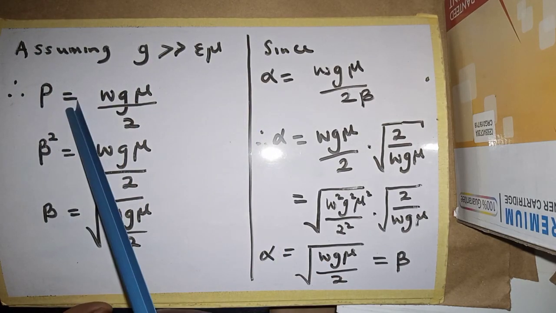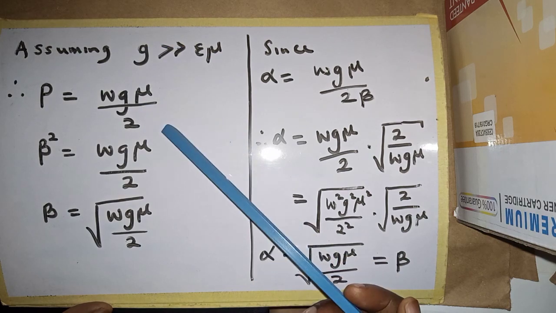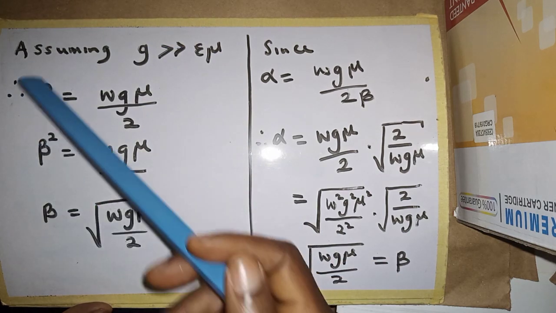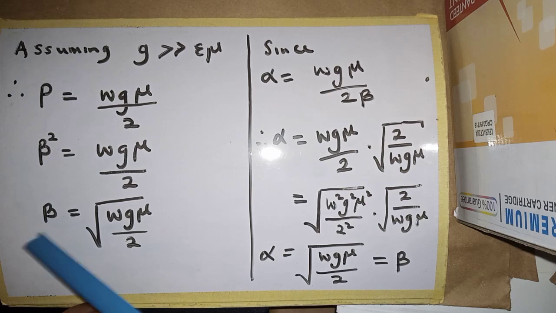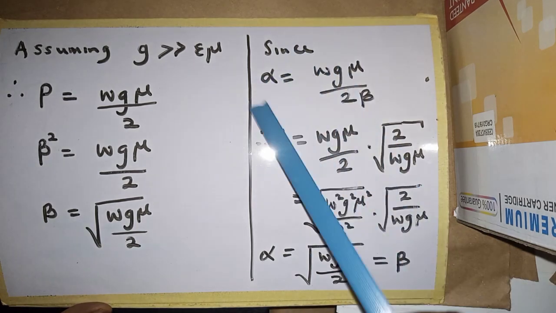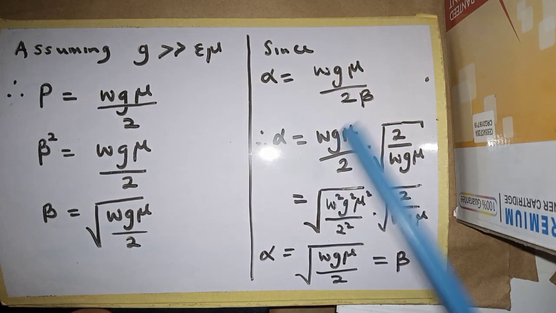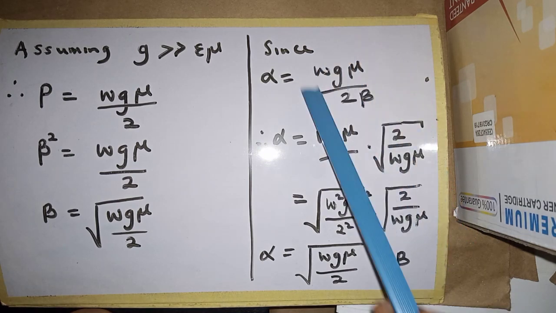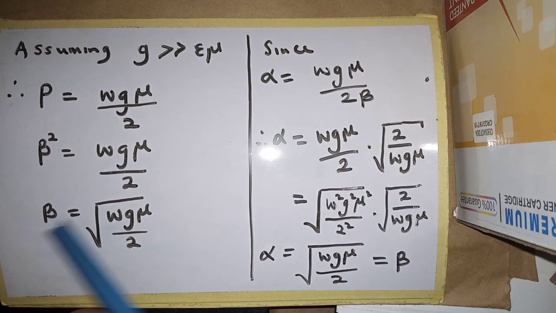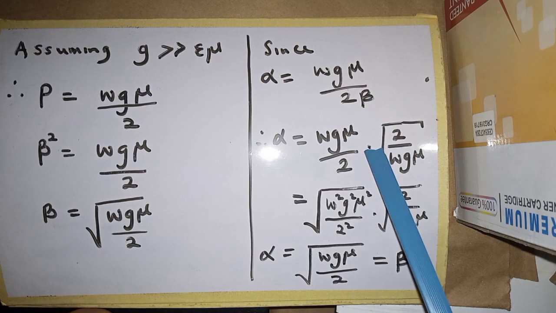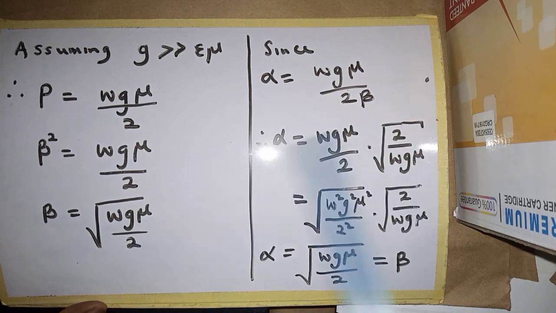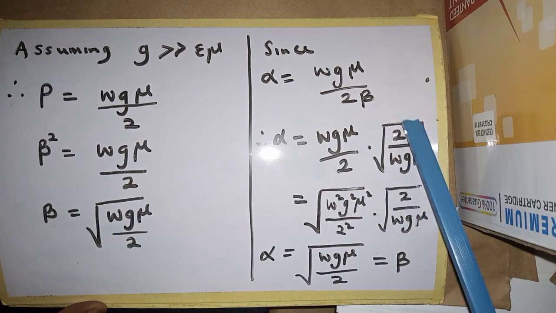So we now have our P equal to WG mu all over 2, where beta squared, which is equal to P, is equal to this. So our beta is equal to this. Now since alpha is equal to this expression, wherever I see my beta, I replace with this expression. So my beta is equal to, this one is 1 all over beta, 1 all over beta is 2 all over this expression, which is this.